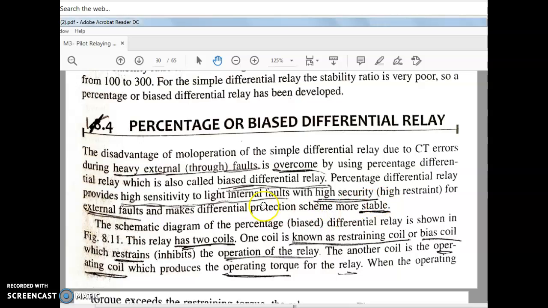Hi everyone, now we are going to discuss the percentage or biased differential relay. You know the differential relay means what? It takes the entering current and outgoing current to measure the phasor difference. Okay, in that percentage or biased differential relay.